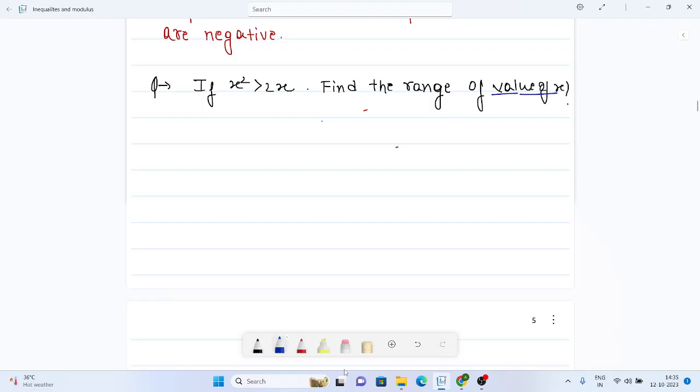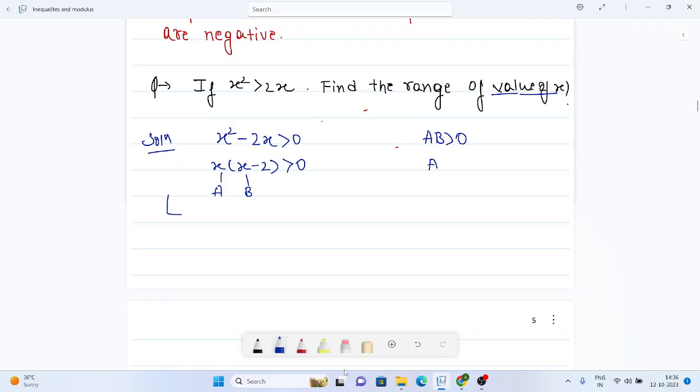Okay, so first we do similarly. We see above. First I take all the variables on one side. So I got x square minus 2x is greater than 0. If I take x common, this will become x into x minus 2 is greater than 0. If I consider x as a and this as b, this is the similar case of ab greater than 0, means either case 1 or case 2.